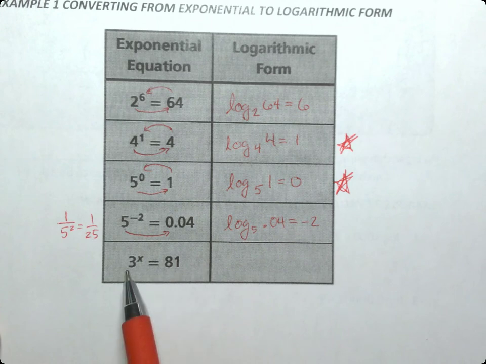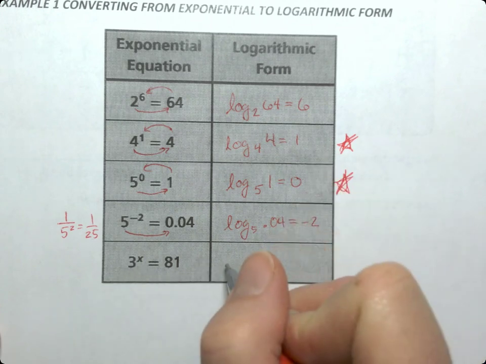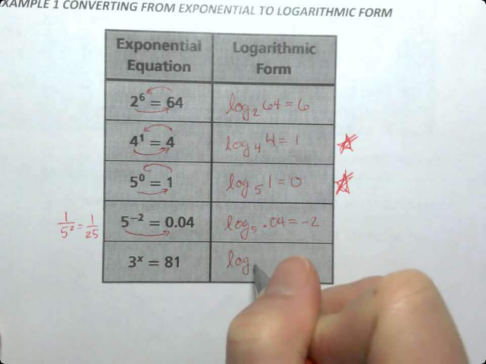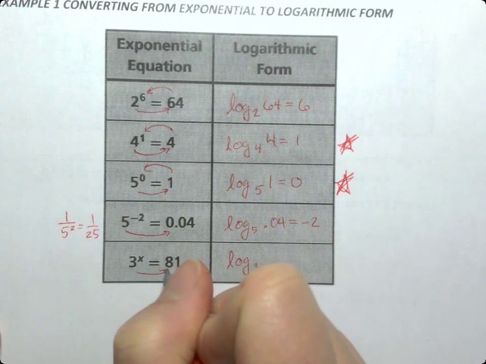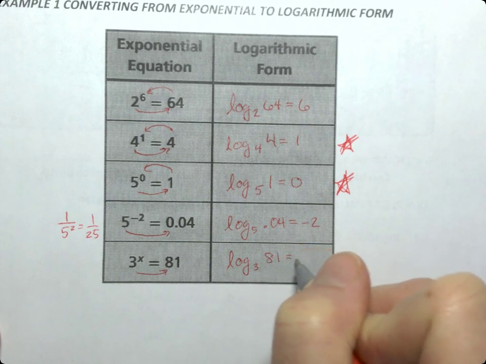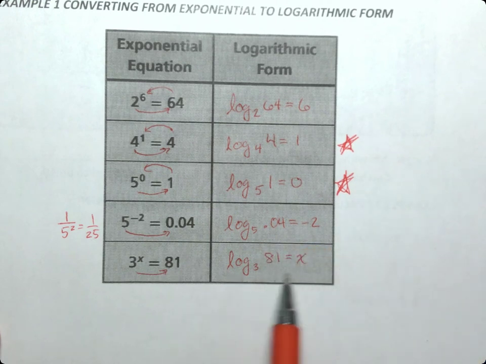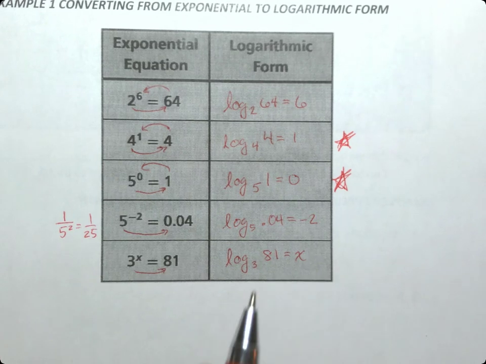What if this was 3 to some power gives me 90? It's not going to be a nice number. So we would change this to logarithmic form. Log base 3 of 81 equals x. So do you see how that log would find that unknown power? So we haven't solved anything. All we were practicing was changing exponential and logarithmic form.